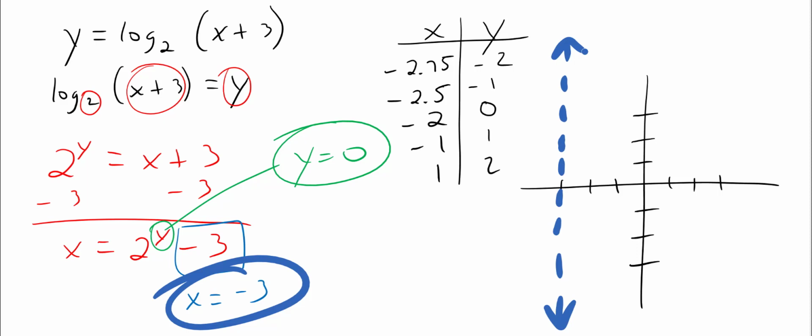Okay, cool. And let's start plotting some points. Negative 2.75, negative 2. Just be approximate. You're good to go. Negative 2.5, negative 1. Negative 2, 0. Negative 1, 1. And 1 comma 2. So 1 comma 2. Okay, so that's it, guys. Not bad at all. So here's the graph. Pretty reasonable. Okay, let's do another one here.